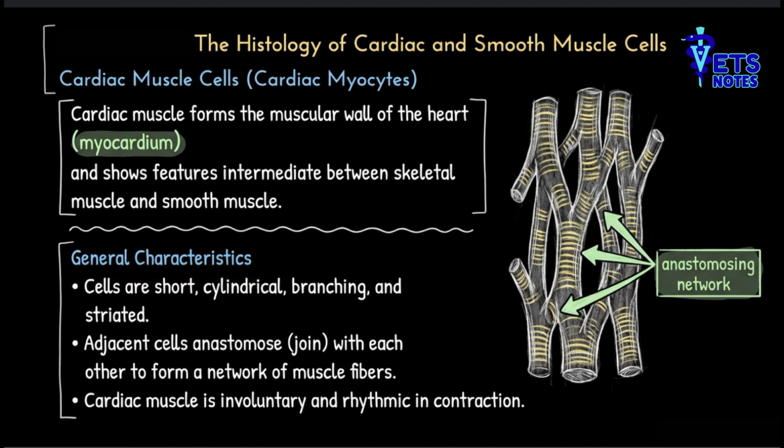Cardiac muscle cells are short, cylindrical, branching and striated. You will find the dark and light bands. Adjacent cells anastomose, or join with each other, to form a network of muscle fibers. Cardiac muscle is involuntary and rhythmic in contraction due to the sinoatrial node, SA node, or nodal tissue of the heart.